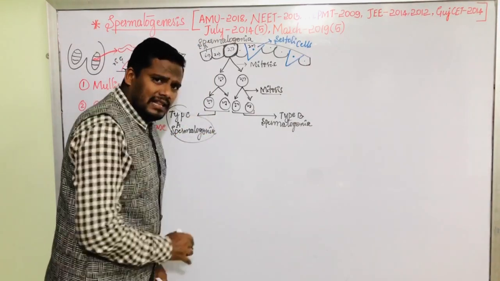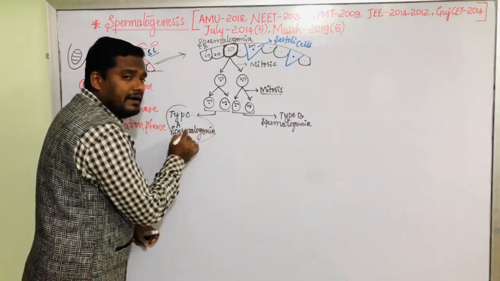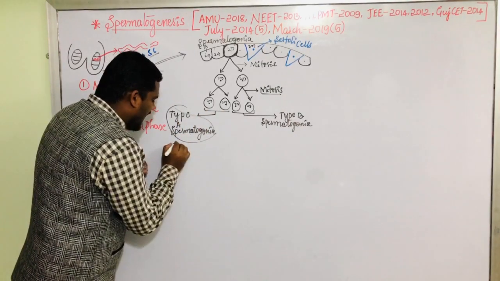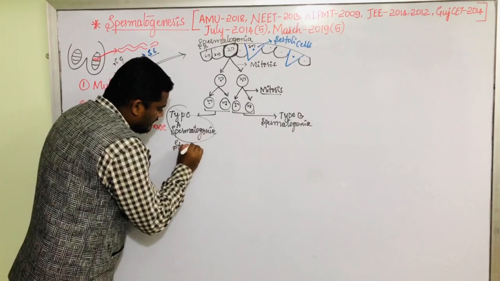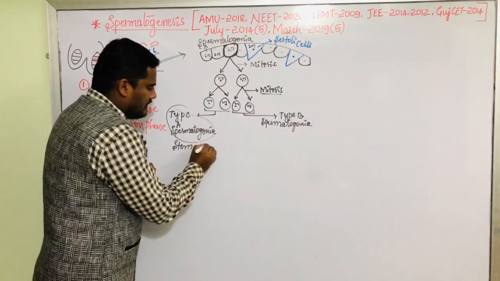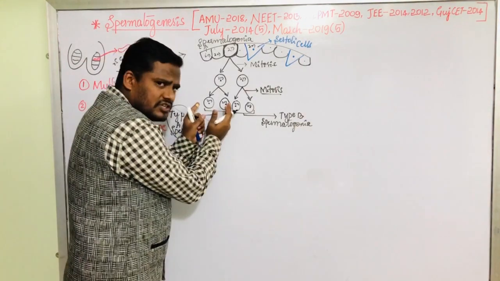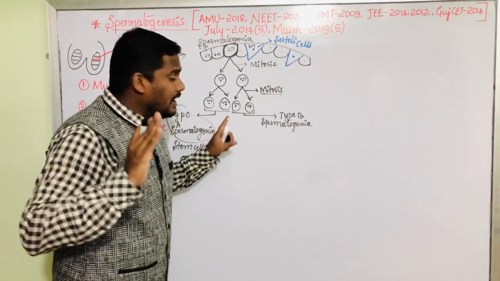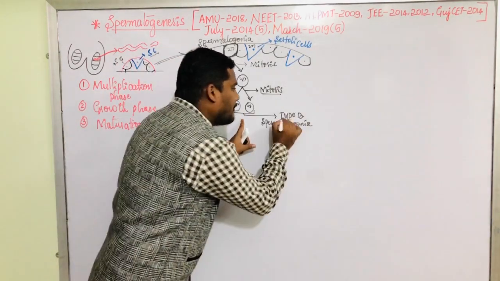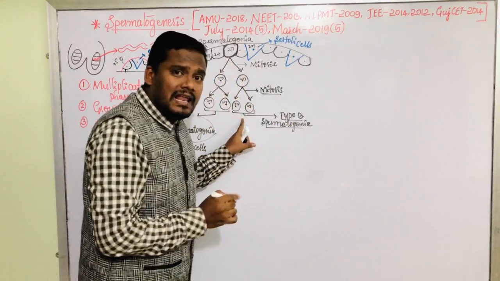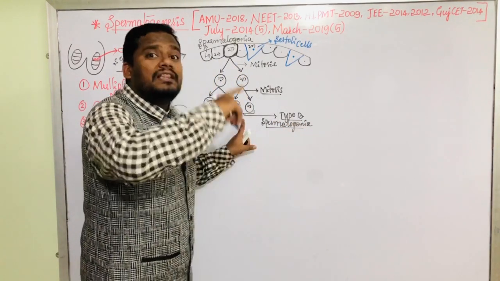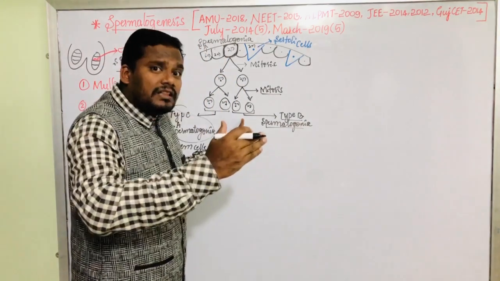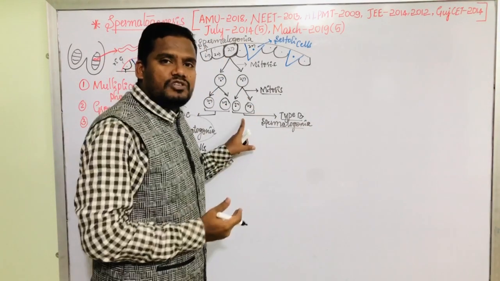Type A cells continuously divide by mitosis. That means they remain as stem cells. Half of the cells' main job is to divide continuously by mitosis, whereas type B spermatogonia cells enter into the next phase of the spermatogenesis process.